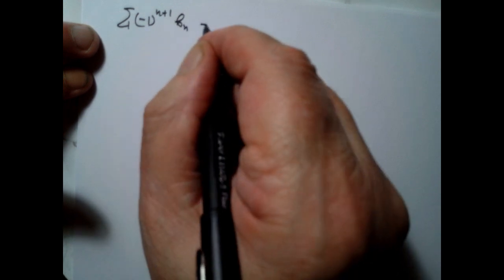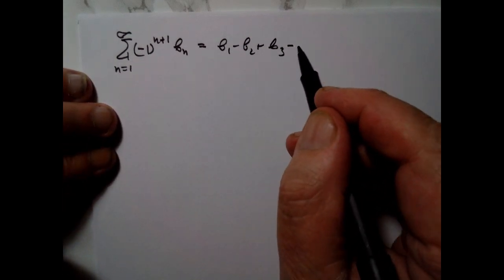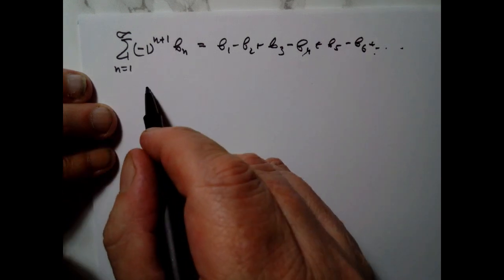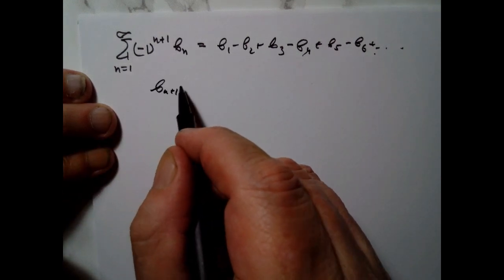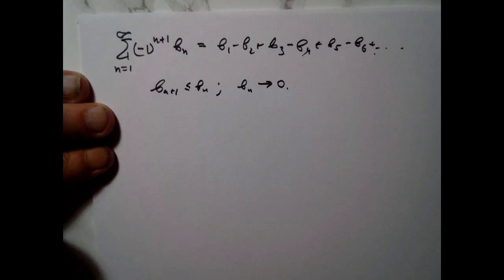Okay, so I have the series sum of minus 1 to the power n plus 1 times b_n, which is equal to b_1 minus b_2 plus b_3 minus b_4 plus b_5 minus b_6 plus etc. And I'm going to assume that b_{n+1} is less or equal than b_n, and I'm going to assume that b_n converges to 0, and now I claim that the resulting series converges.